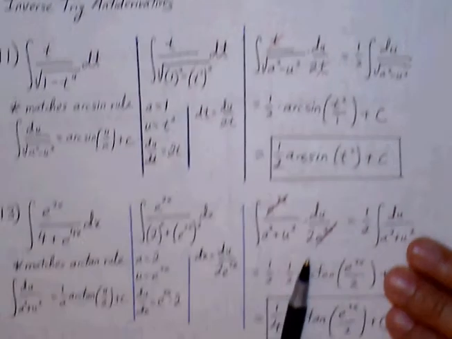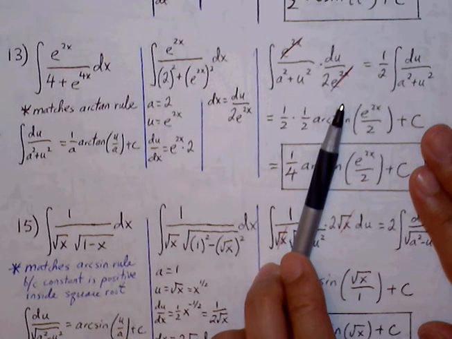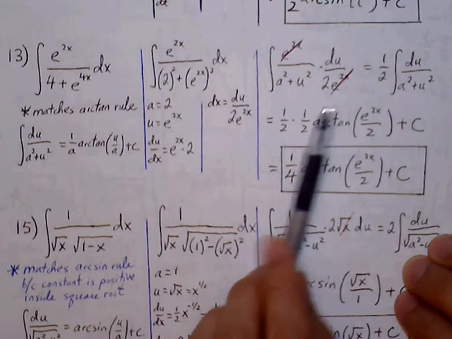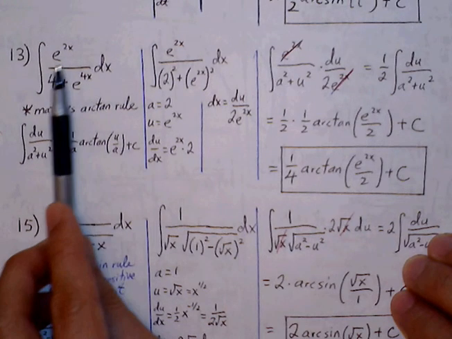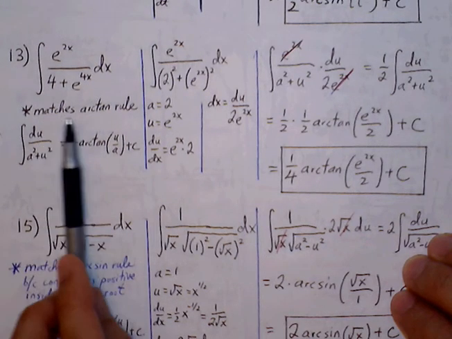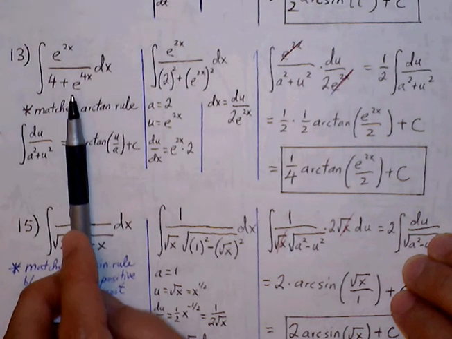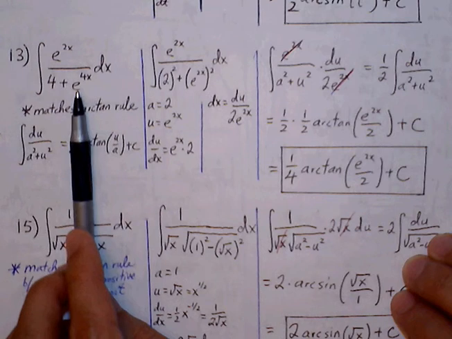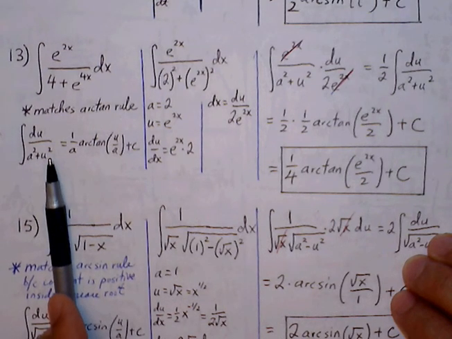All right, 13. We have the integral of e to the 2x over 4 plus e to the 4x. And if you look at this form, this is going to match with our arctangent rule because we don't see a square root in the denominator. But we do need the denominator to match in form with the integral rule.